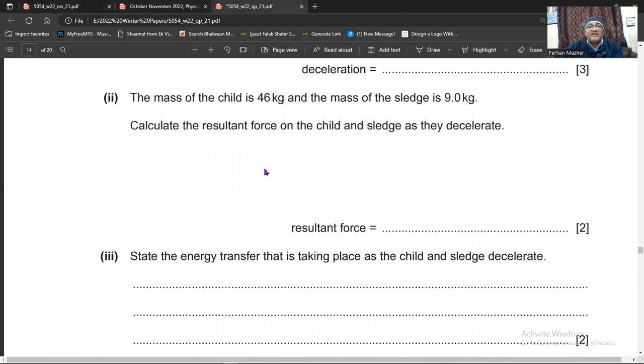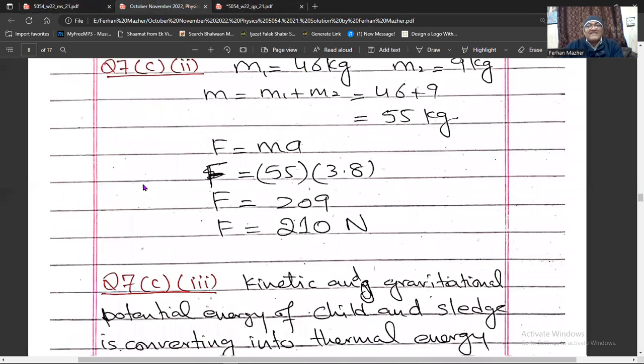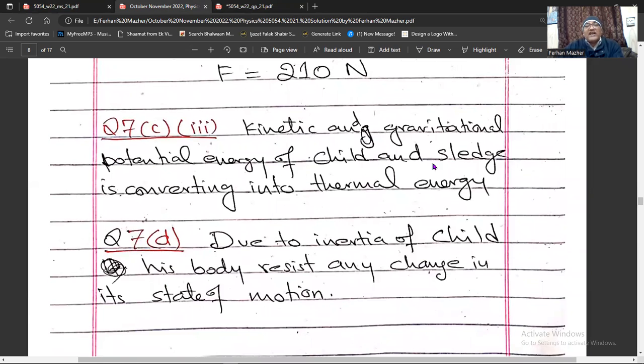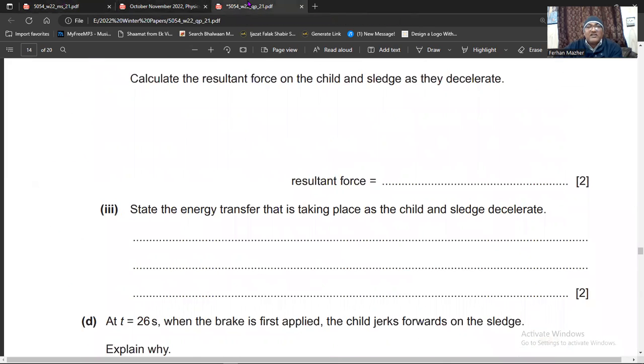I hope you understand. Then the question is, state the energy transfer that is taking place as the child and the sledge decelerate. So you see, here they have applied the brakes. So the potential energy and the kinetic energy are converting into thermal energy. So my answer is kinetic energy and the gravitational potential energy of child and sledge is converting into thermal energy, with no intermediate energy. Okay, so our answers are right.